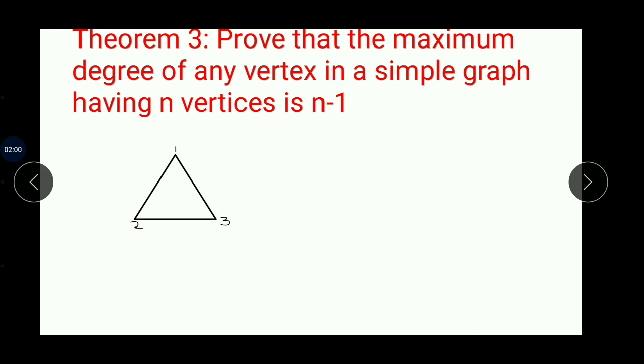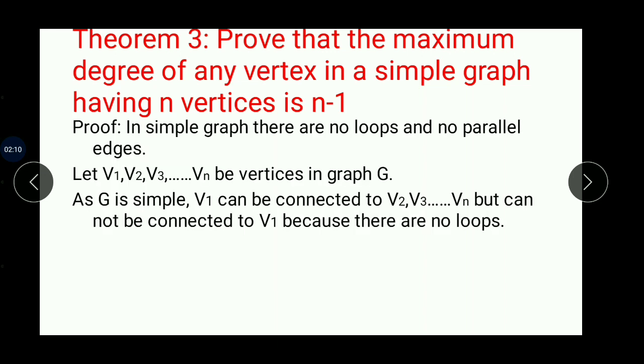So if there are n vertices, the maximum degree of any vertex will be 1 less than the total number of vertices. So let's prove this theorem. In a simple graph, there are no loops and no parallel edges. Let v1, v2, ..., vn be vertices in a graph.